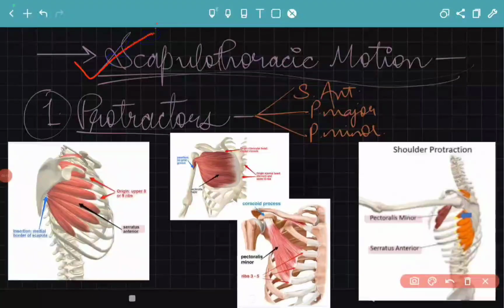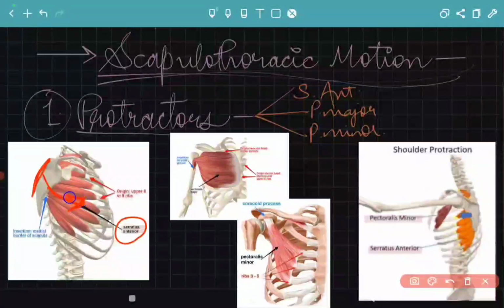Scapulothoracic motion. Let's see which muscle is causing what movement of the scapula. To understand this, we can imagine the muscle as an elastic band attached across the bone, so that this elastic band, the muscle, will pull the bone in a particular direction so that we can perform the desired movement. Over here, the serratus anterior, which has attachment on the medial border of the scapula, will pull the scapula forward to cause protraction or abduction of the scapula.